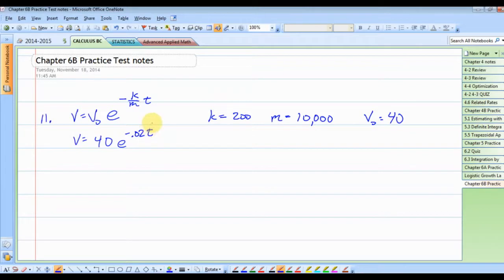Find how long will it take the truck to come to a complete stop? Okay, so that says that there's going to be a complete stop when the velocity is 0.499. That's kind of weird, right? I think the justification is that 0.499 is going to round to 0.